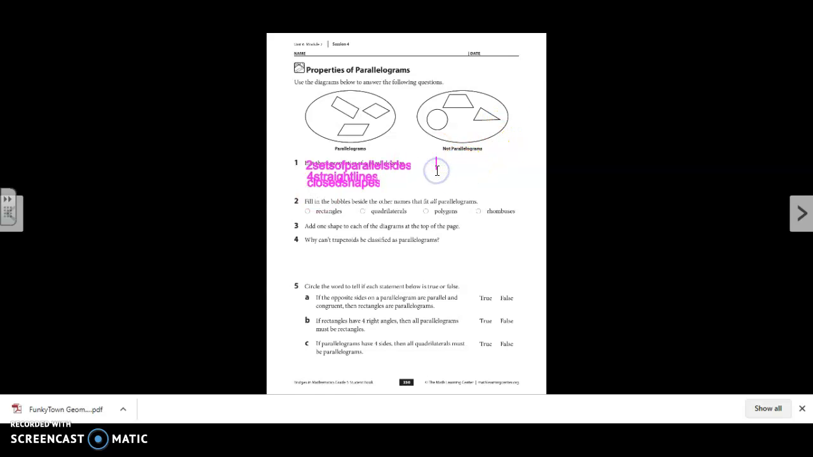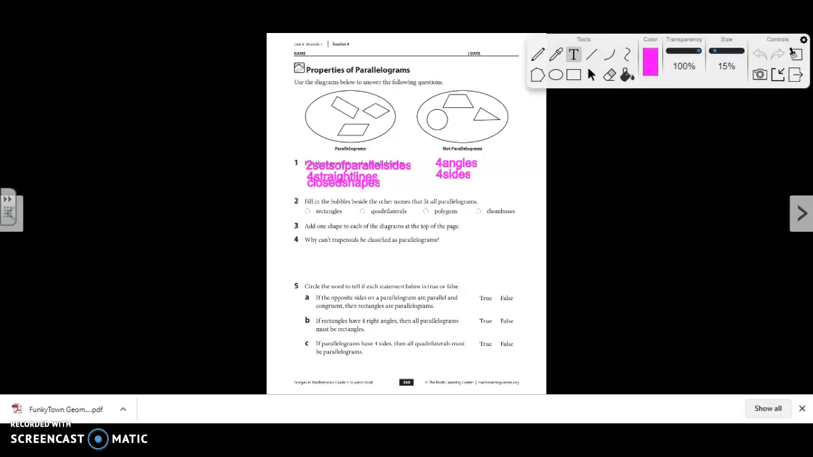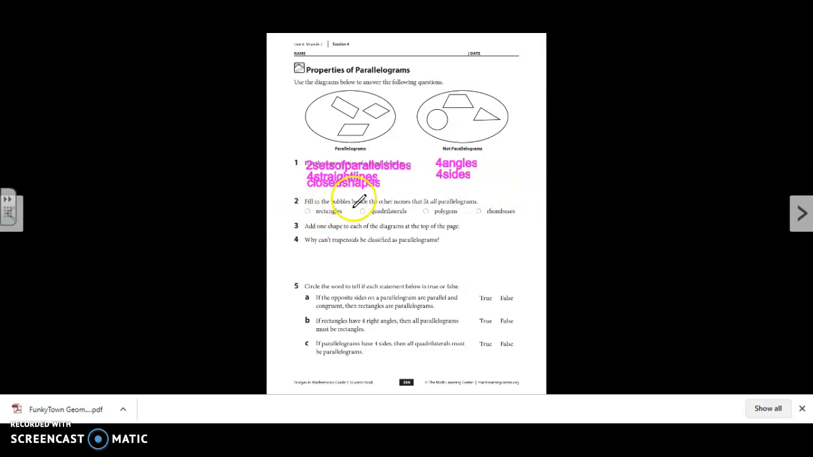It says to only list 3, but maybe you said they have 4 angles, because you can notice it. In the non-parallelograms, some of them only have 3 or no angles at all, and all of those have 4 angles, and then they also have 4 sides. So any 3 of those that you wrote for number 1 would work. Number 2, fill in the bubbles beside the other names that fit all parallelograms. You could have filled in quadrilateral, and you could have filled in polygon.